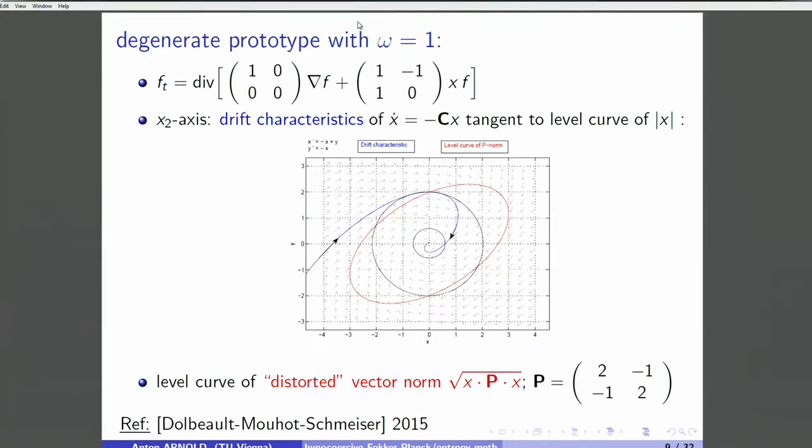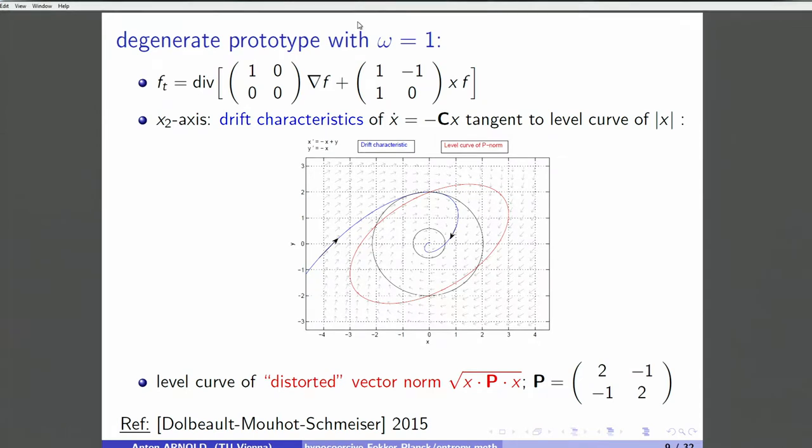What we observe is, whenever this blue spiral intersects or cuts through the x1 axis, then we have a strict decay of the Euclidean norm, because it intersects this level curve with a non-trivial angle. But whenever the blue spiral intersects the x2 axis, then it's tangent to this level curve. So there we don't have a strict decay of the Euclidean norm. There we lose the strict monotonicity of the decay.